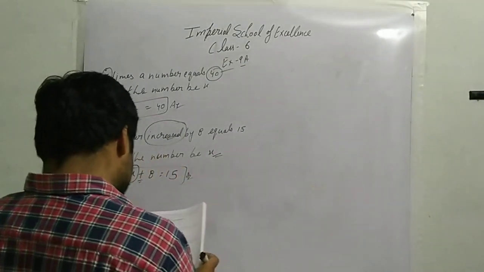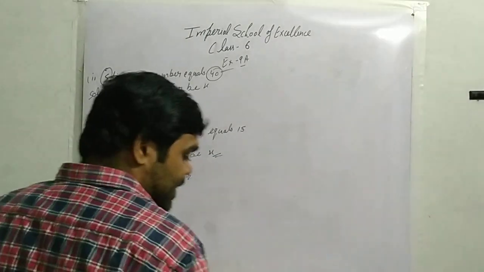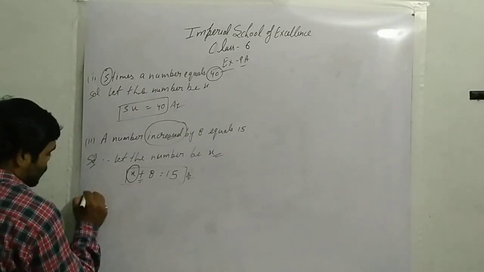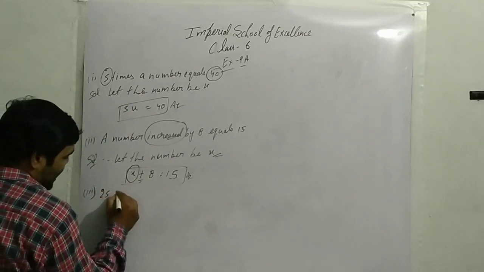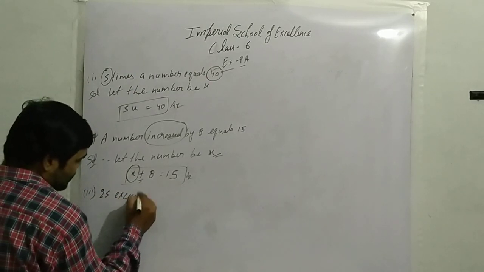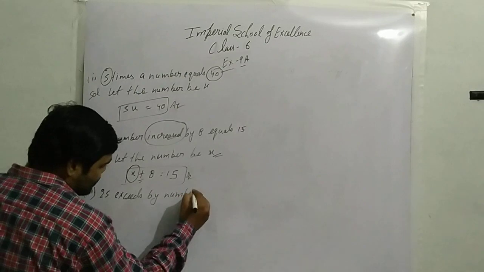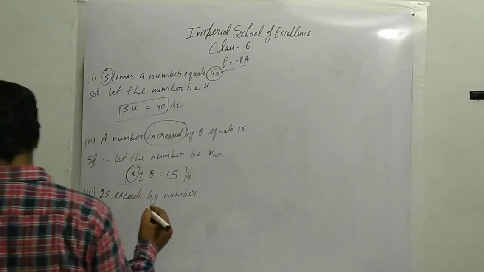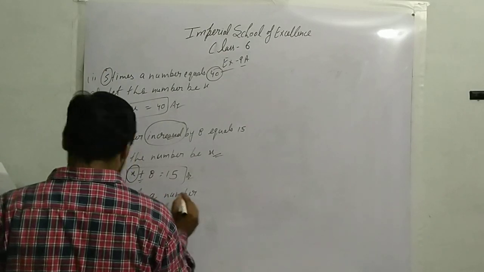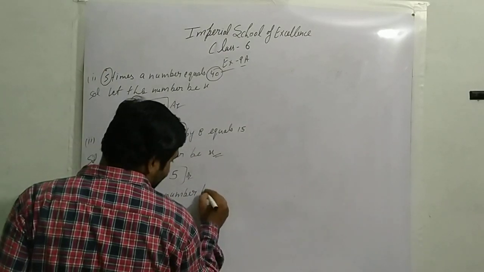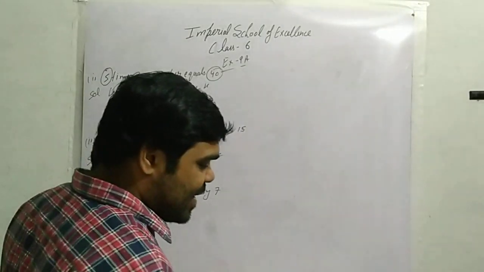Now the next question is: 25 exceeds a number by 7. 25 exceeds a number by 7.